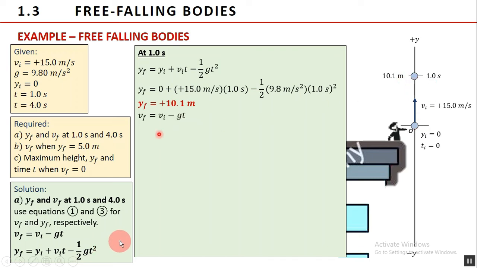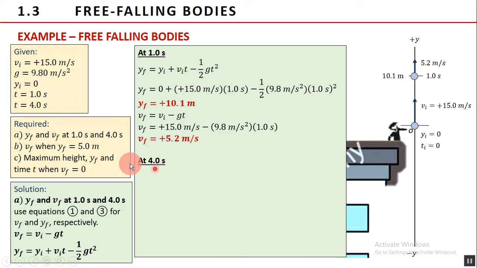For final velocity, from equation 1, substituting the values 15 minus 9.8 times 1, will give a final velocity of positive 5.2 meters per second. Positive velocity indicates that at time 1 second, the ball is still moving upward.